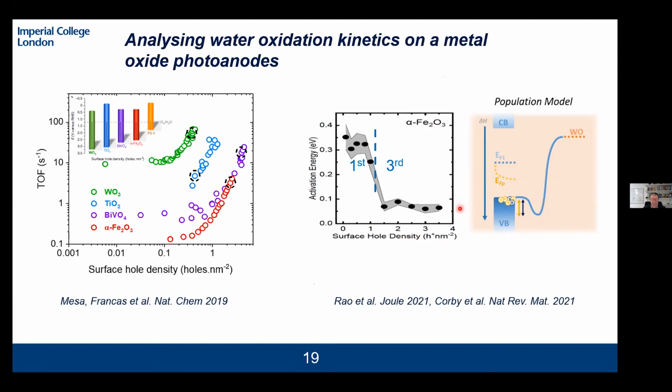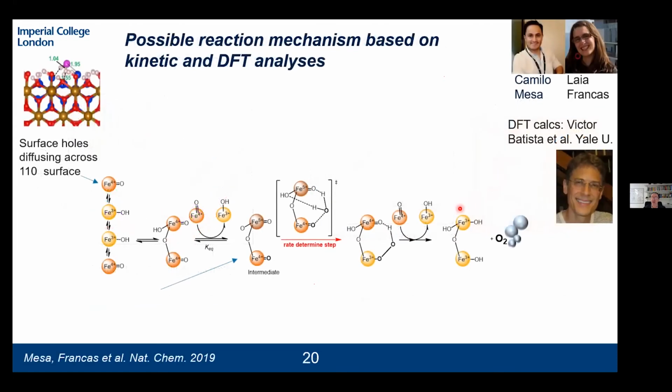Because we can measure kinetics, we can do all the things which spectroscopists and kinetic people like to do. We can measure as a function of pH, as a function of temperature, and hydrogen deuterium exchange. And then we can go and talk to theorists such as Victor Batista at Yale. We can do DFT calculations to try to understand what might be happening. Victor and his colleagues did calculations simply on a flat hematite 110 surface.